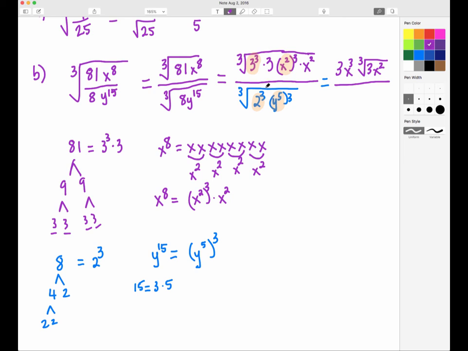And then for the denominator, 2 cube rooted gives me a 2. Y to the 5th cubed, cube rooted, gives me y to the 5th. And now we're done. We have simplified everything under the radical for the numerator and denominator. I've checked, 2 and 3 don't cancel at all. X cubed and y to the 5th, those don't cancel at all. And then I have whatever's left over underneath this radical sign. So I have simplified this problem.